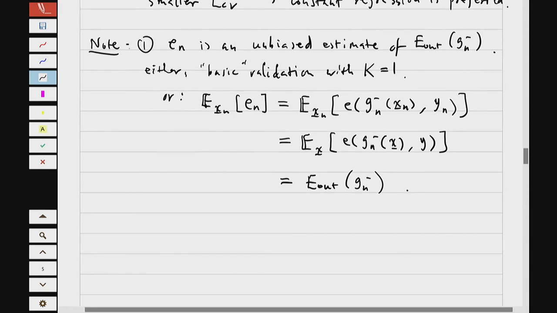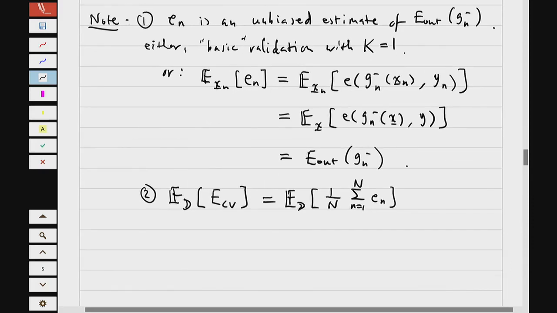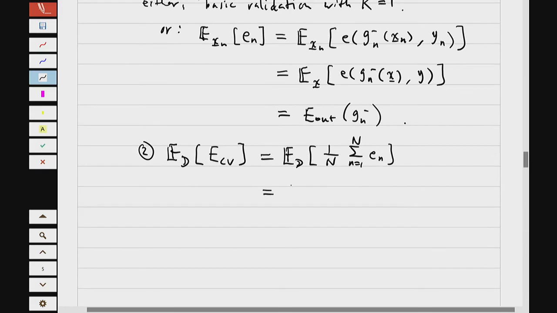So now we know that e_n is an unbiased estimate. What we really care about is actually the E_CV, the cross-validation error. Let's take a look at the expectation of this E_CV. We want to show that this E_CV is unbiased over this D. So this is equal to E_D of 1 over N, sum from n equals 1 to N of e_n, by definition. We can take the 1 over N out and put the expectation inside the sum.